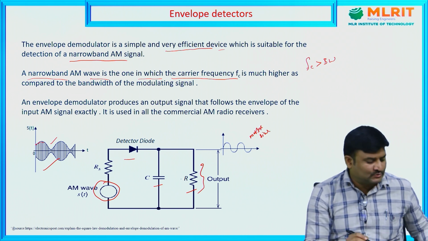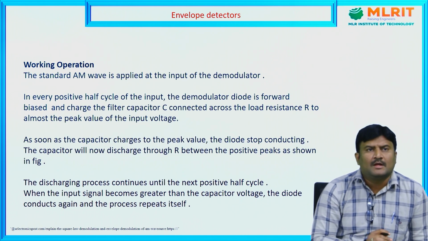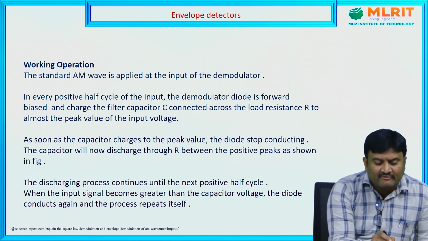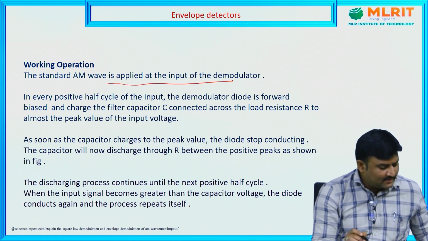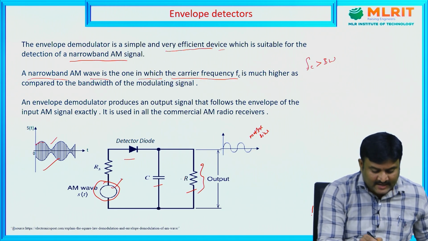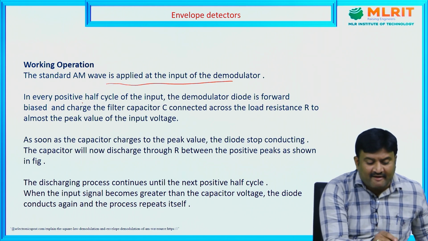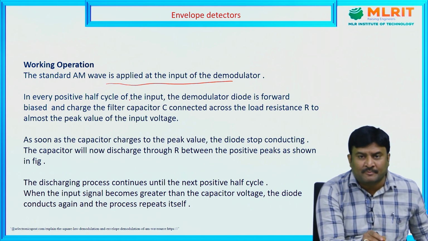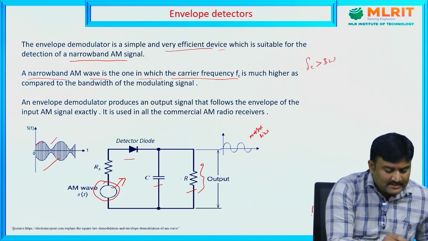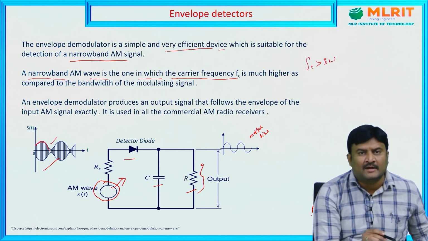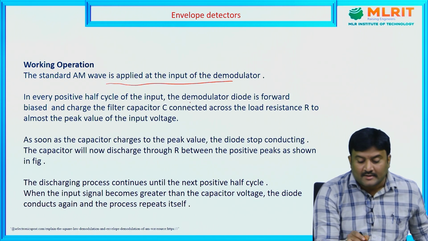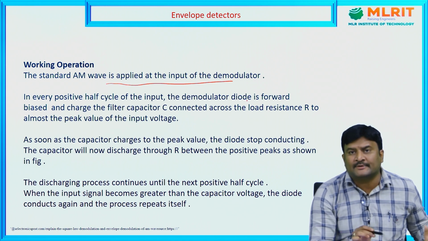How can we get this one? Observe, the standard AM wave is applied to the input of the demodulator, nothing but this standard AM wave. In every positive half cycle of the input, the demodulator diode is forward biased.